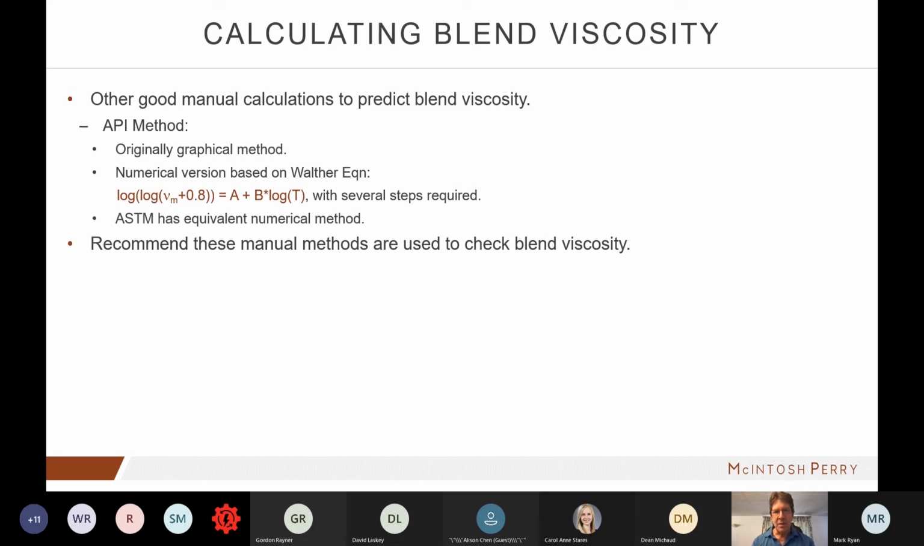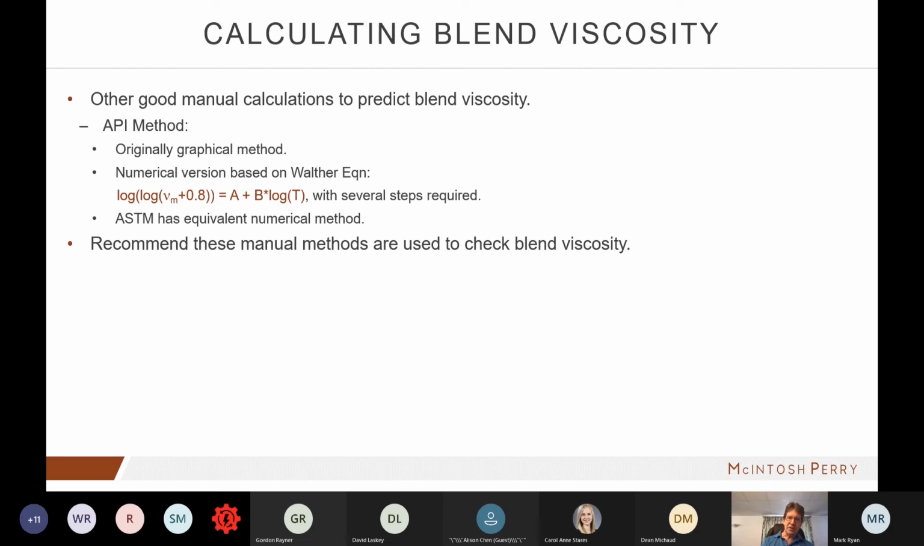There are other methods. API came up with a method. It was originally a graphical method, so you had log paper, and effectively you plotted two viscosity points for your oil, as well as your blend stock on this log paper. The two points would be joined by a straight line. Then there was a methodology for basically coming up with what the blended version would be based on something called the lever rule, for those of you who might want to look that up in your thermodynamics textbook. But you'd use that lever rule to come up with the blended line on the log paper.